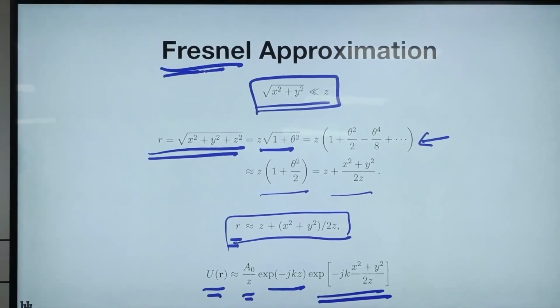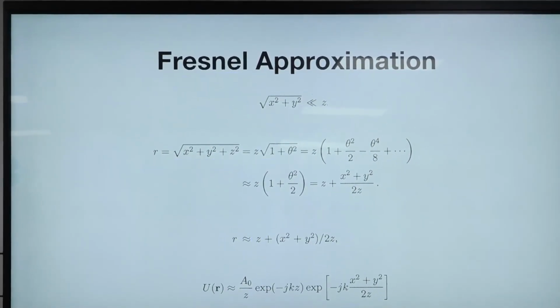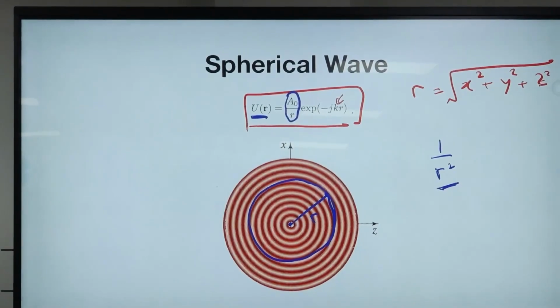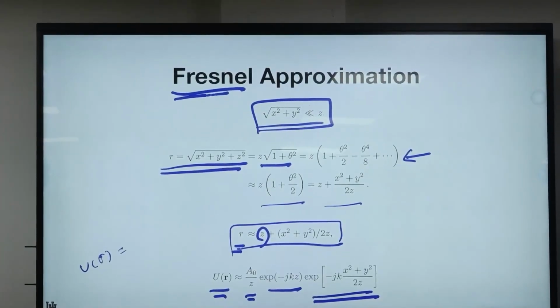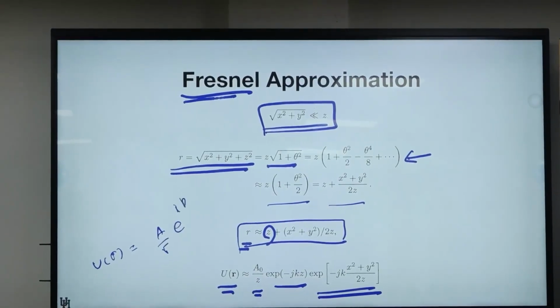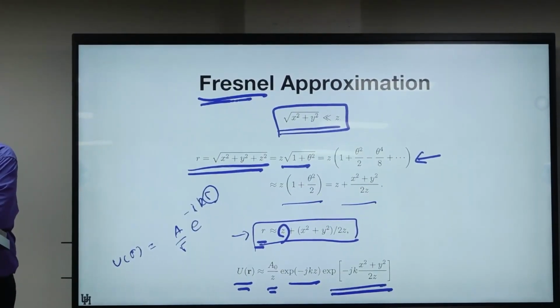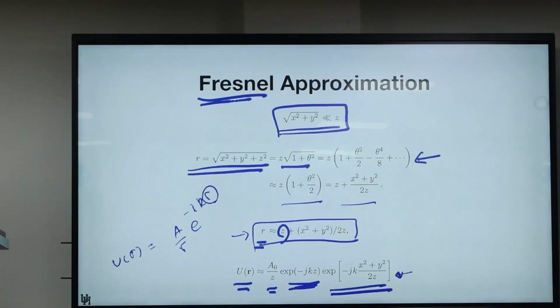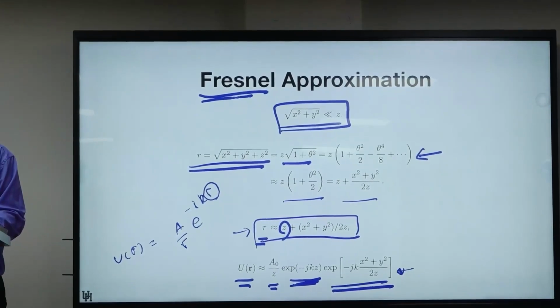Therefore, u of r will become this amplitude times e to the i k z times e to the, basically, this term. So what was u of r previously? It was A divided by r times e to the i k r. For r, if you substitute this and simplify a little bit, you will get this equation. So what does this mean? You get some equation, but what's the point? You need to think about what any particular equation means.